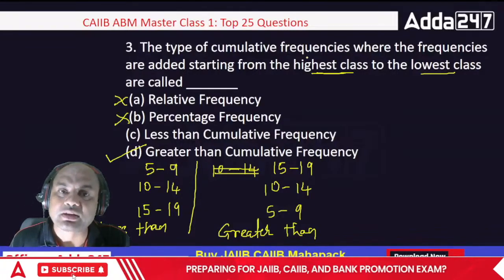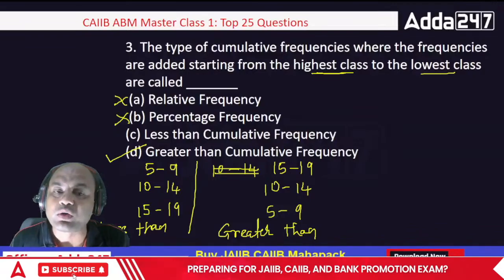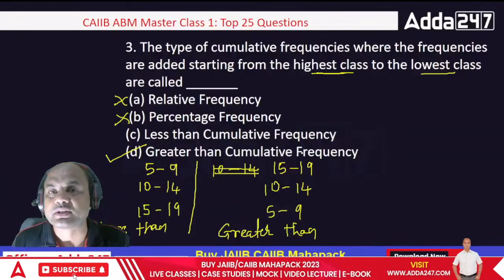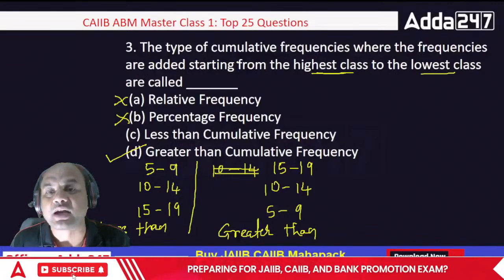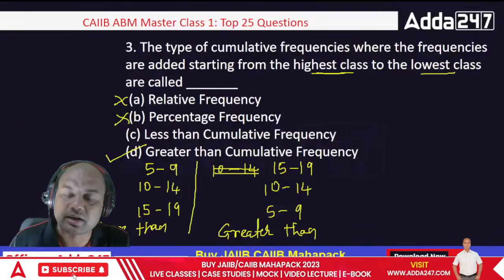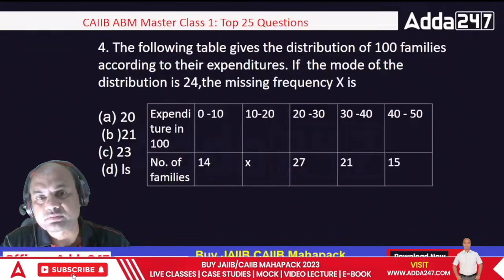So if in the exam, the question is asked, what do you mean by greater than cumulative frequency? Then the answer will be the type of cumulative frequency where the frequencies are added starting from the highest to the lowest. Okay, that is known as greater than.